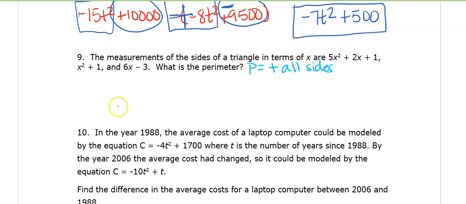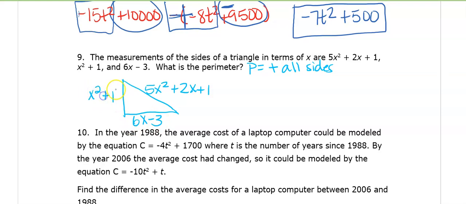So we have our 3 sides right here. I'm going to go ahead and come down here and label it. Here's my triangle. Doesn't matter which side you label. It's not to scale. We're just writing it out. Then you have 6x minus 3 and then x squared. It doesn't say which one is which. And it says perimeter, so I'm going to add all the sides.